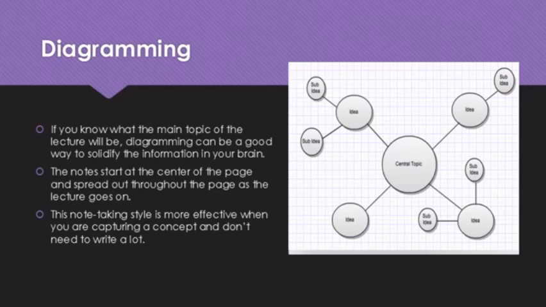What you would do with this is start in the center of your paper with your main idea, and then branch off from there. A lot of times people turn the paper sideways. That would be the diagramming method. It's probably a better idea to use this method if you know for sure what's going to be covered in lecture that day, because this might not work in every instance for every lecture.